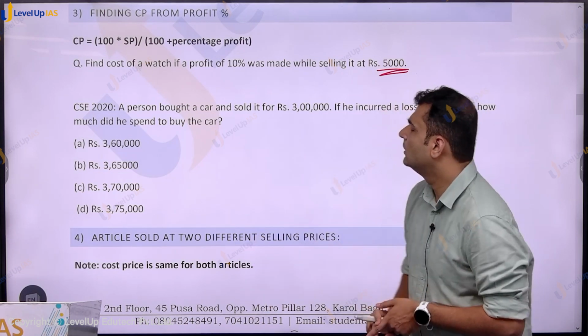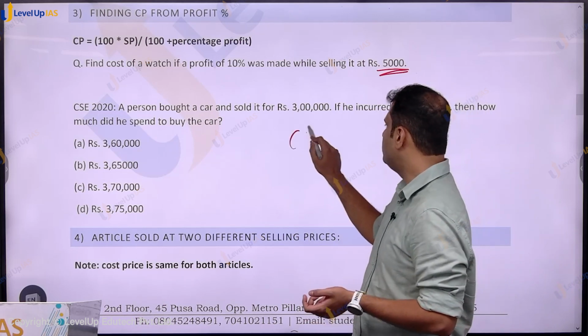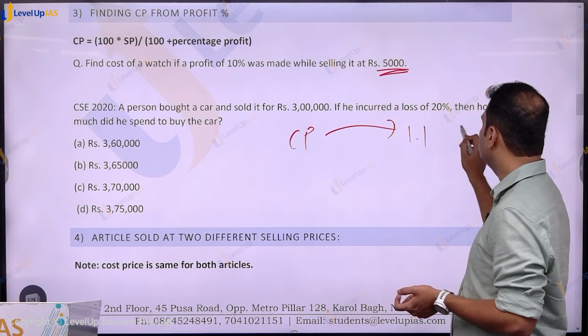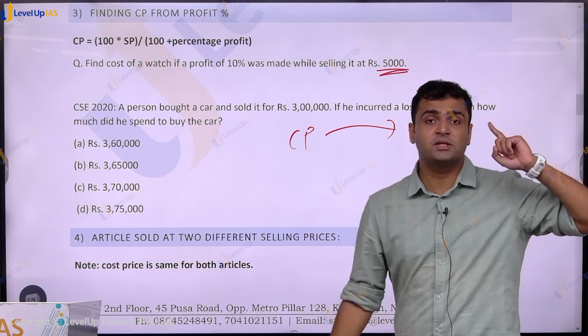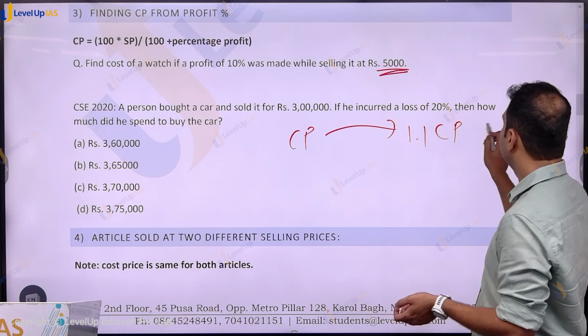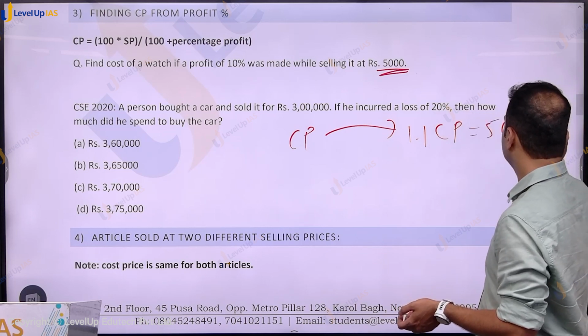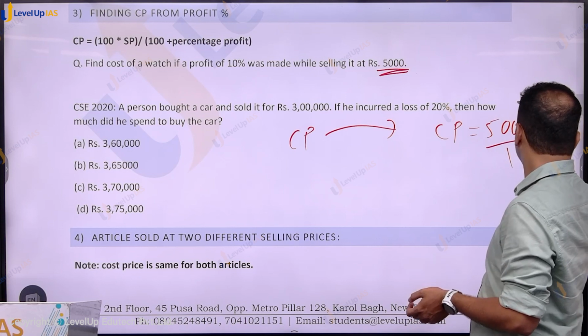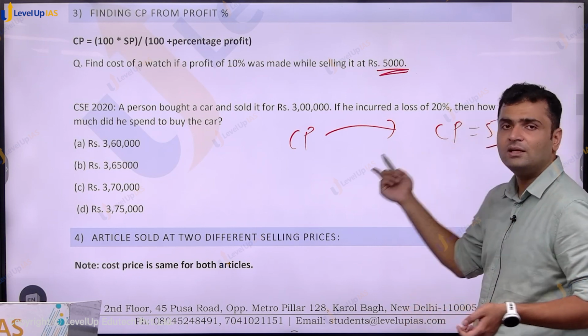Fine. Or what else we can do? We have CP and we are given profit is 10%. So what is the SP? 1.1 CP. 10% profit. If you remember the percentage chapter, with a 10% increase the value becomes 1.1, and this is given as 5,000. So just divide by 1.1, and that is the cost price.